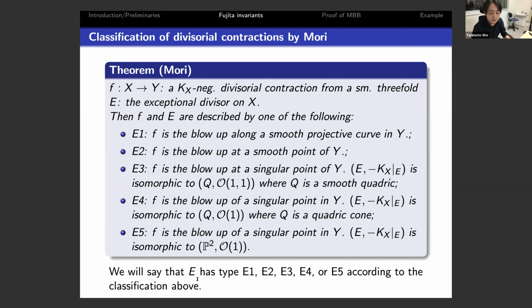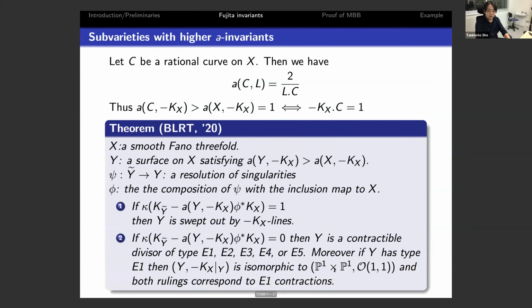So these are the types of contraction. And we say that E has type E1, E2, E3, E4, or E5 according to the classification above. So anyway, Mori gave the complete classification of divisorial contractions, and we will need this classification. All right. So now I'd like to analyze subvarieties whose a-invariant is strictly bigger than 1.